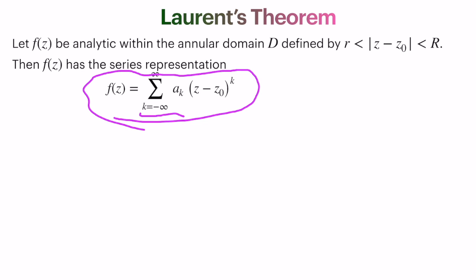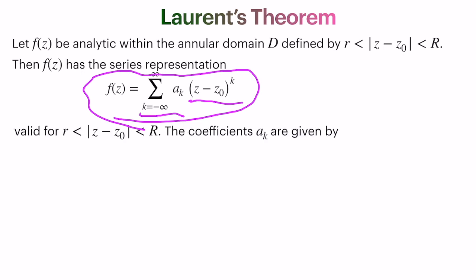When k goes from 0 to infinity, we have only positive powers and a constant. That makes the function completely analytic. In the case of Laurent, there are negative powers of z minus z naught. We can clearly see that this function is not going to be analytic at the point z is equal to z naught. Now the valid region for this expansion of z minus z naught is an annular region with the inner radius small r and outer radius capital R.